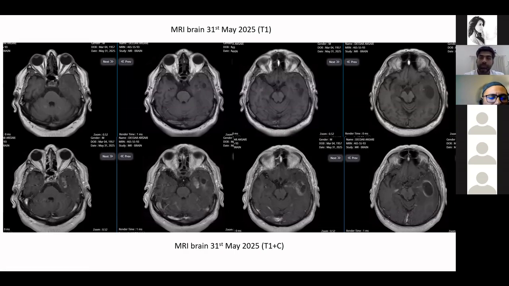Dr. Munib, the MGMT status, I don't think it has been done for this particular patient. We only have the IDH status available. As mentioned by Dr. Adnan, and also because of the high-grade lesion, I would be more inclined to offer concurrent chemoradiation therapy. Regarding the volume, because you have seen that it is multifocal or multicentric disease, what volume would you consider depending upon the radiological findings?